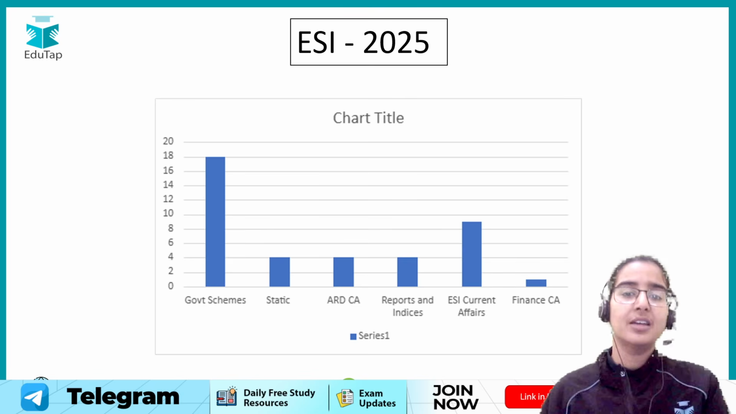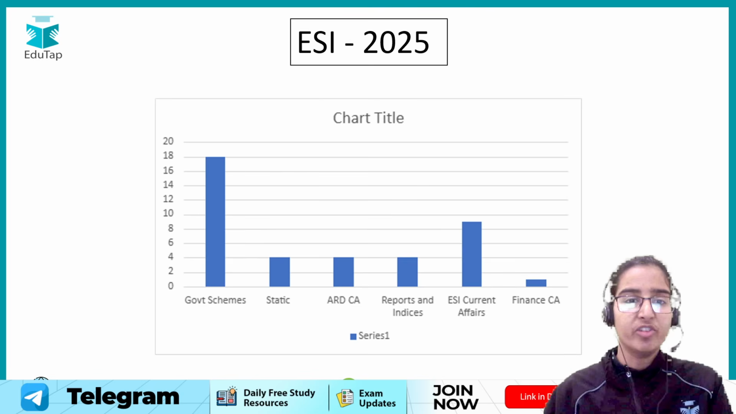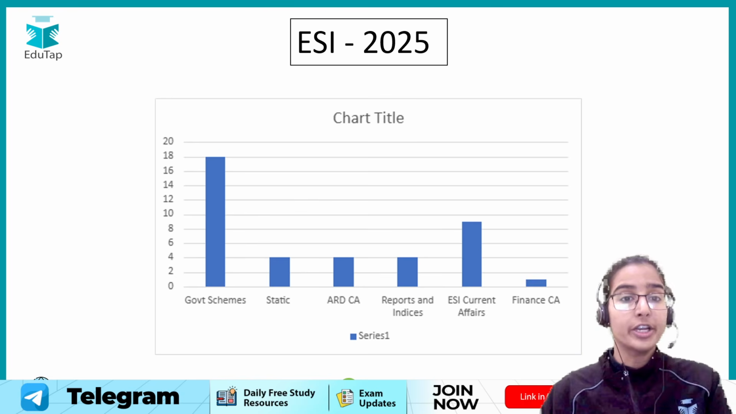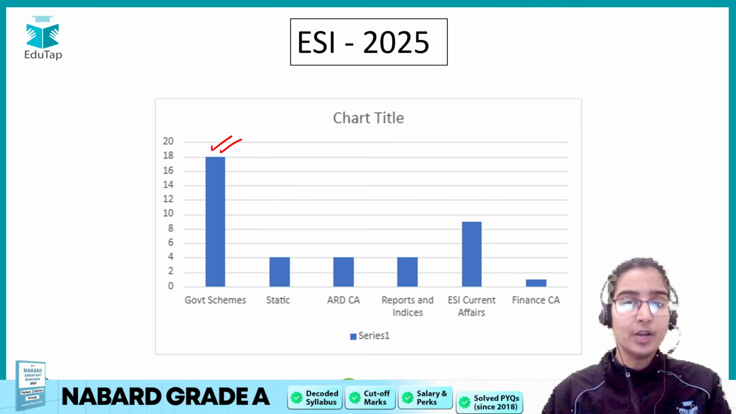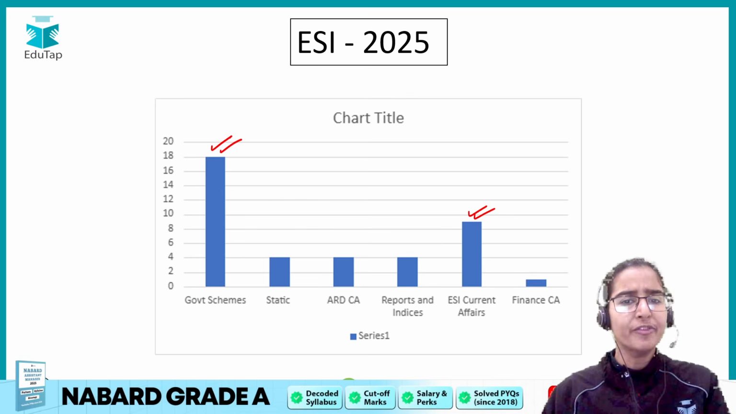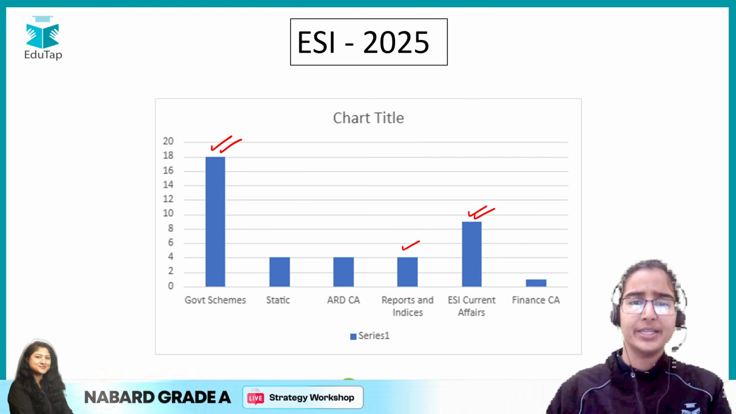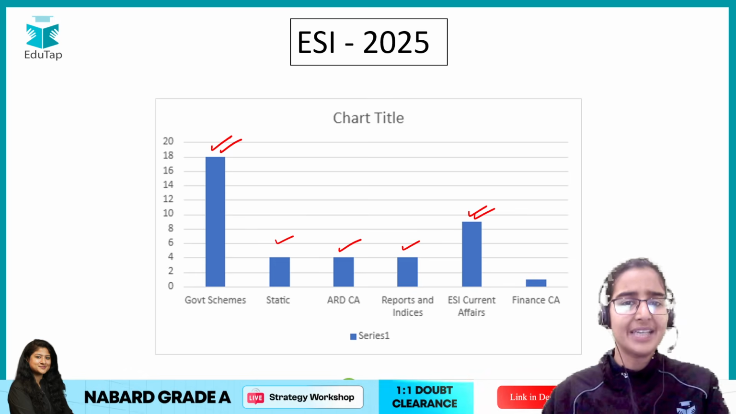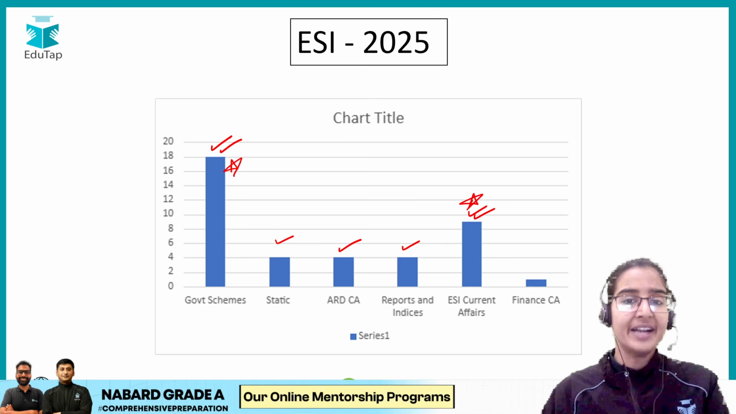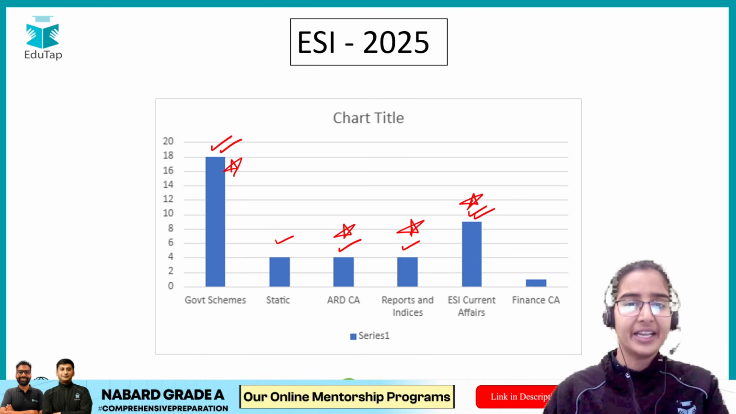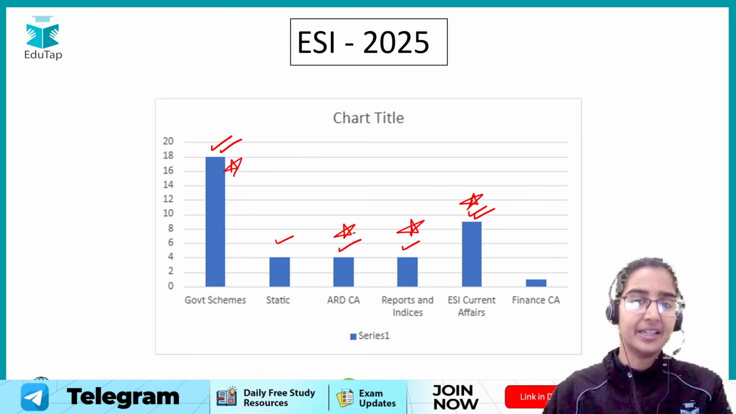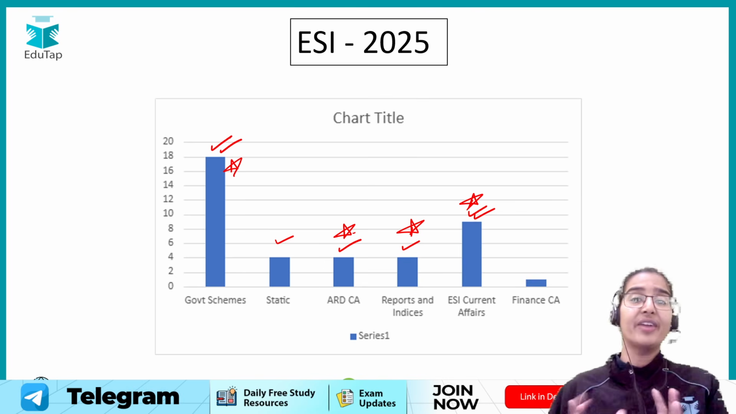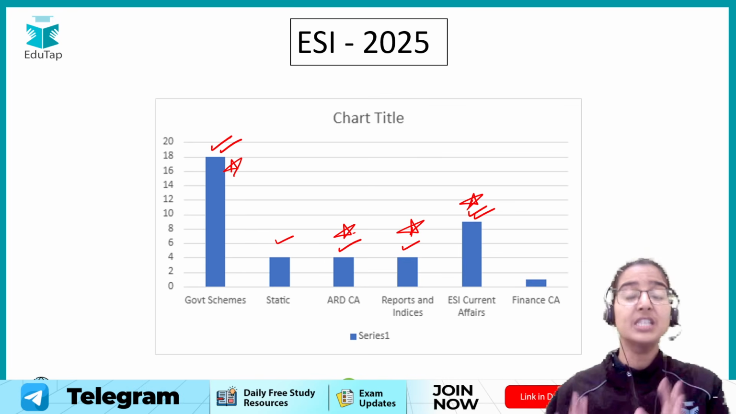So this is the analytical table for the 2025 paper. Here you can see that out of 40 questions, 18 questions were from government schemes, right? Close to 9 or 10 questions were from ESI current affairs. Apart from that, 4 questions were from reports and indices, ARD current affairs, ARD static part. So students, if you prepare these 4 areas, that is the government schemes, the ESI current affairs, reports and indices, and the ARD current affairs, this together makes 18 plus 10, 28, and 28 plus 8 is again 36, right? So close to 35, 36 marks worth of the paper is from these 4 areas only.